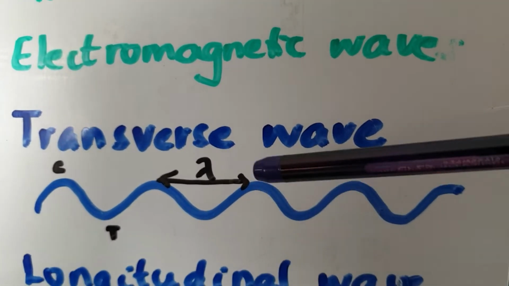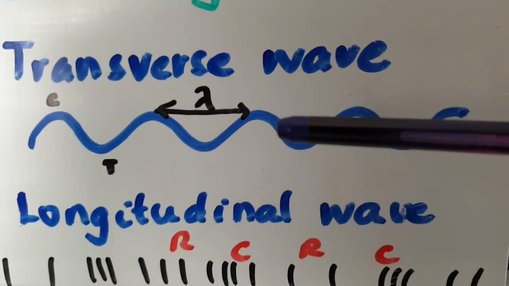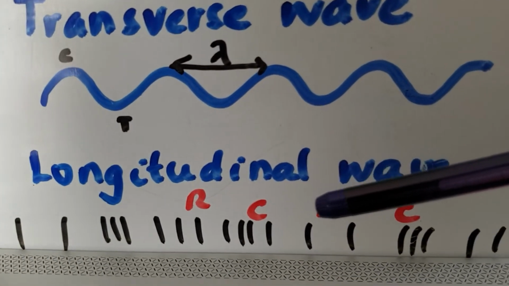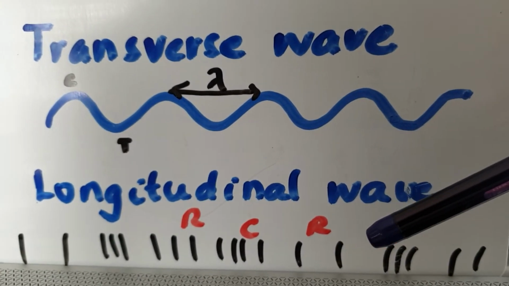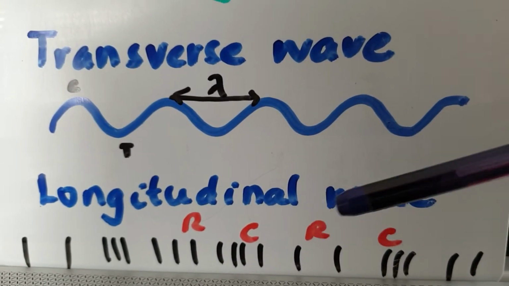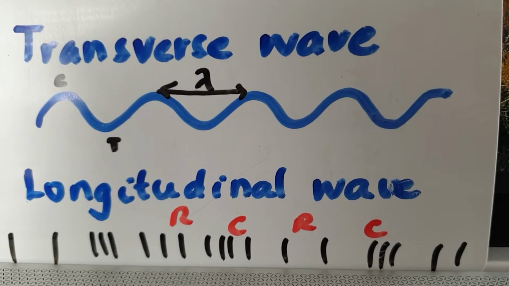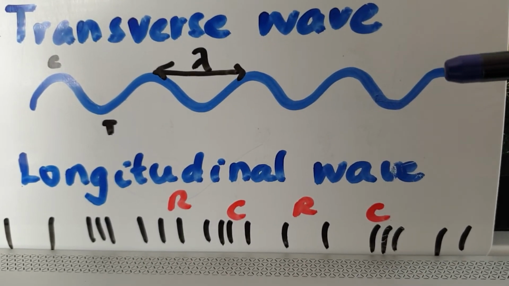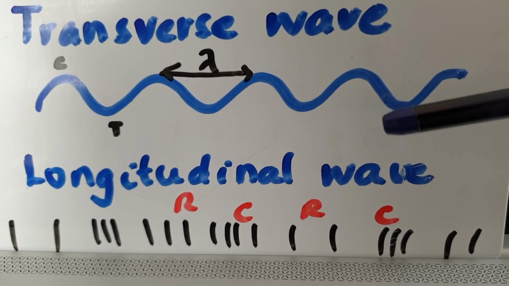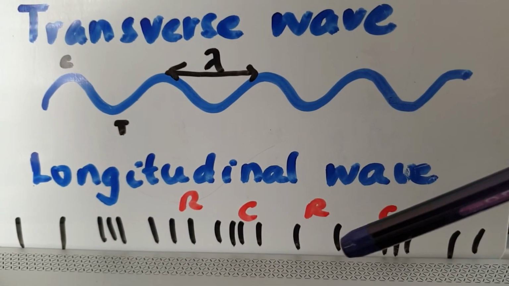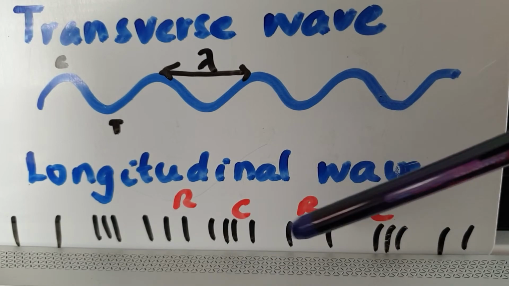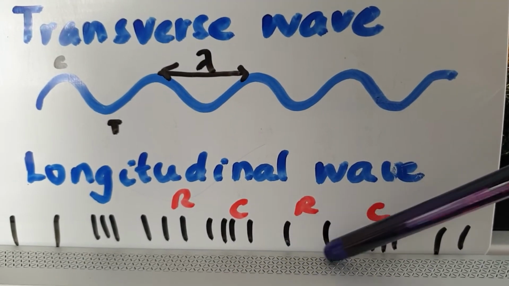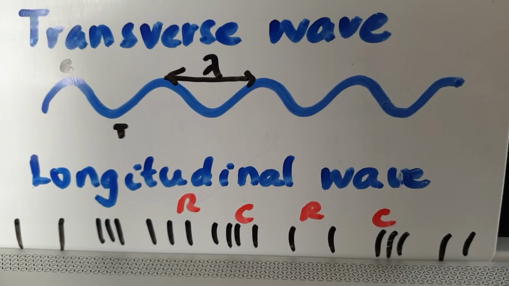Okay. A longitudinal wave, on the other hand, are waves like sound waves, and over here the particles of the medium move back and forth, and that means the particles of the medium vibrate parallel to the direction in which the wave moves. And a longitudinal wave consists of compressions, where the particles all get close together, or rarefactions, where the particles are spread out.